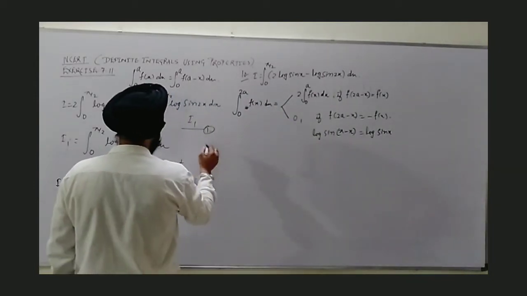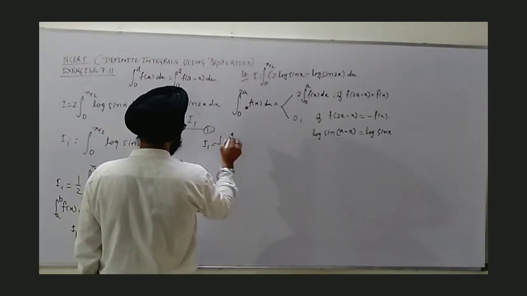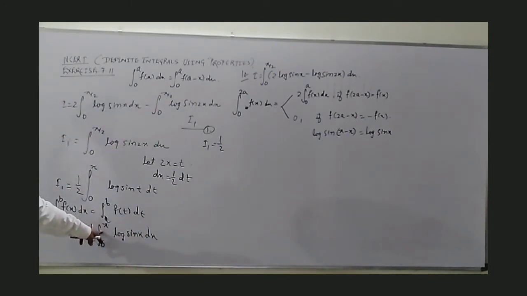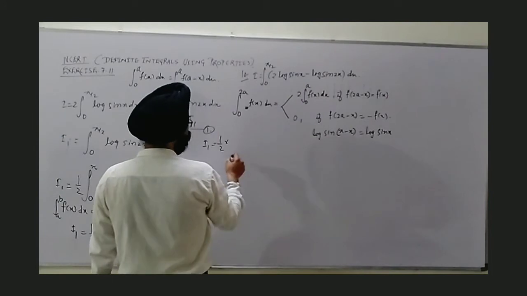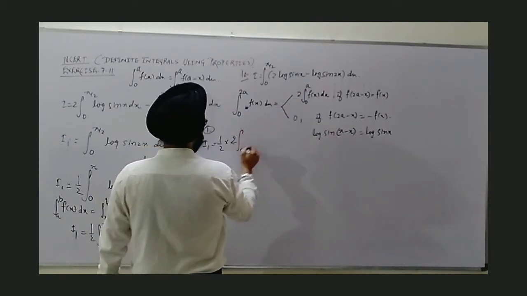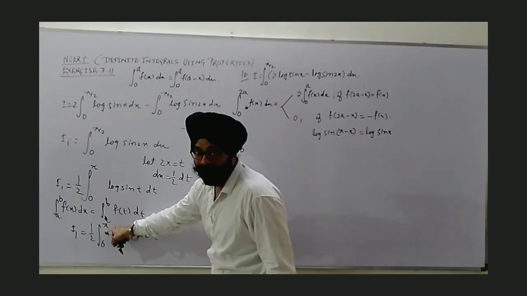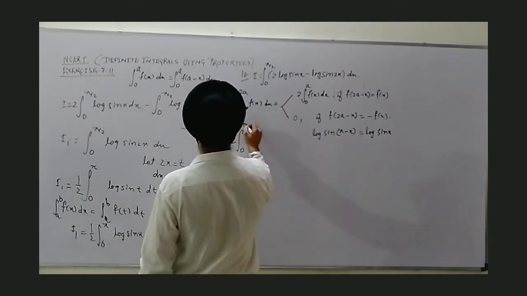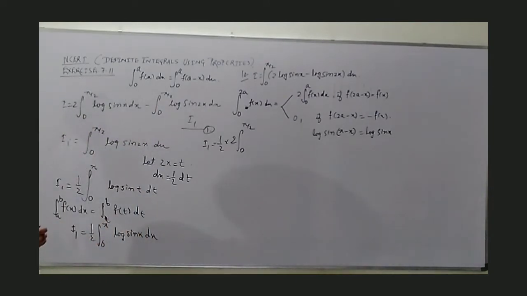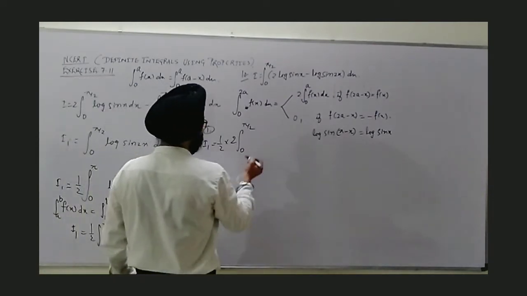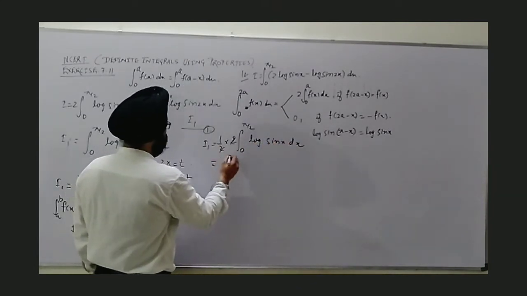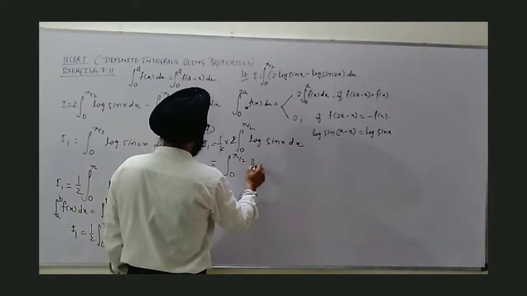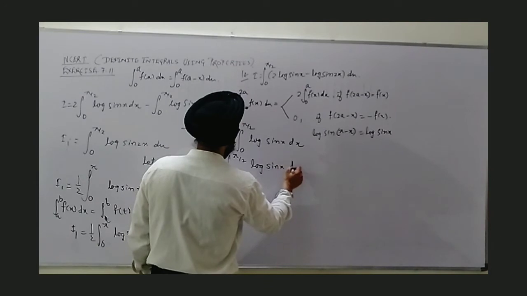We can write here I1 as half of this integral, which can directly be written from 0 to pi. The value of pi, don't forget, is 2a. As the function remains as it is, this can be written as twice the integral from 0 to a. If 2a is pi, then the value of a is pi by 2. This can be written so, and the function remains log sin x dx. Now 2 and 2 cancel out, so the value of I1 we get is the integral from 0 to pi by 2 of log sin x dx.